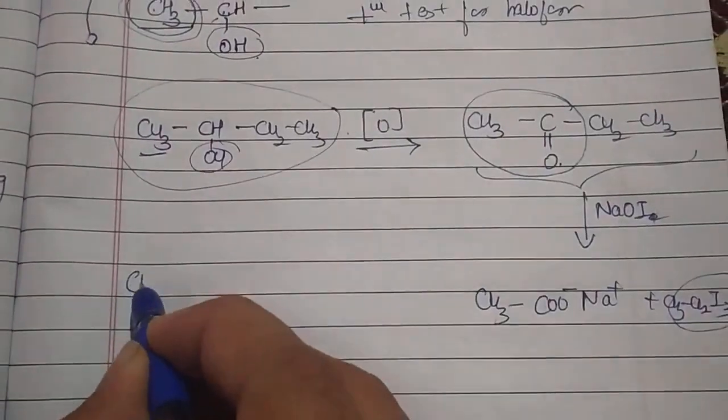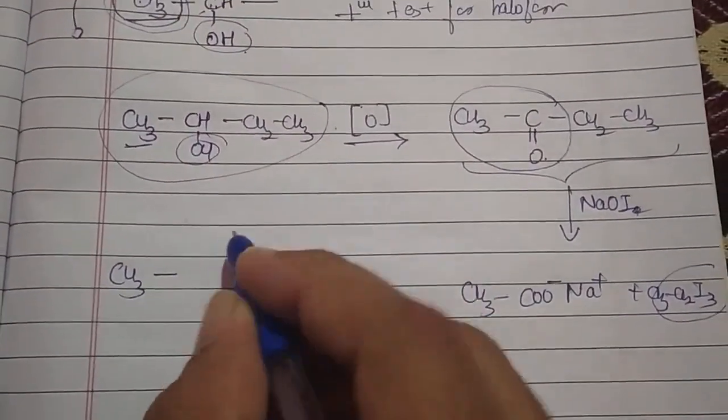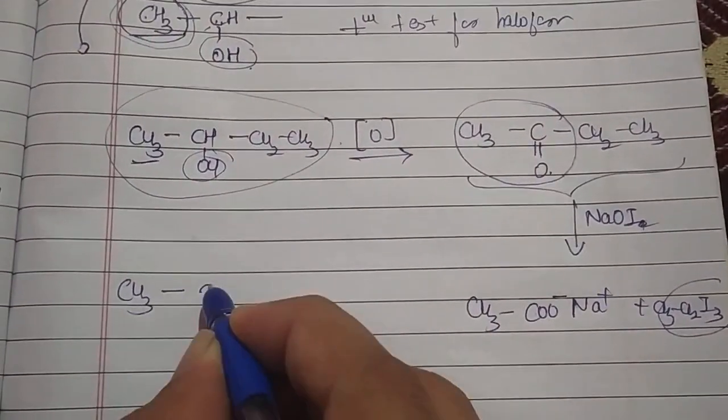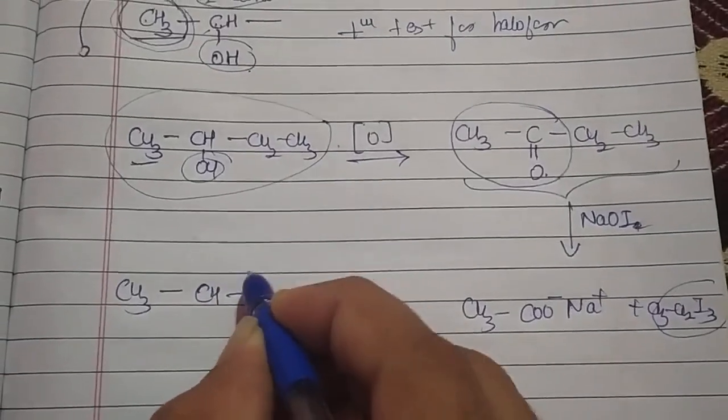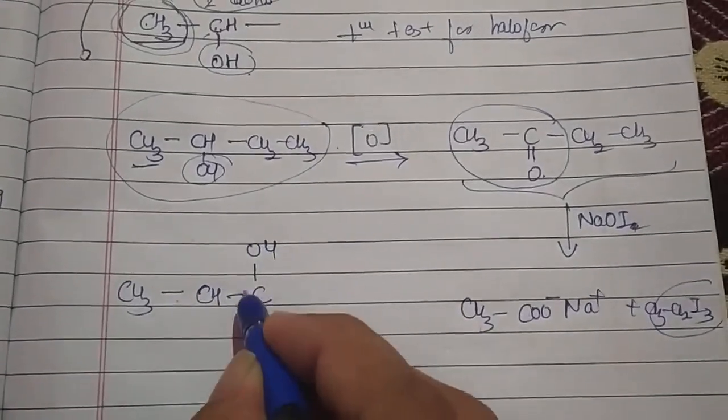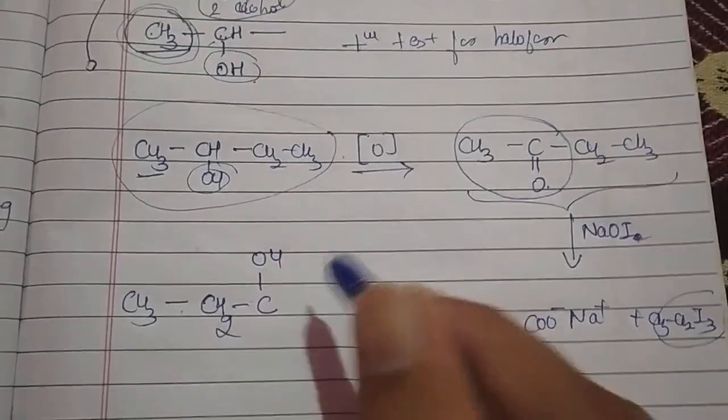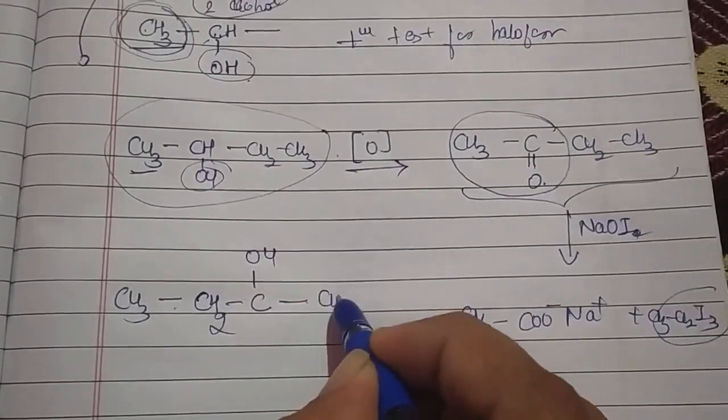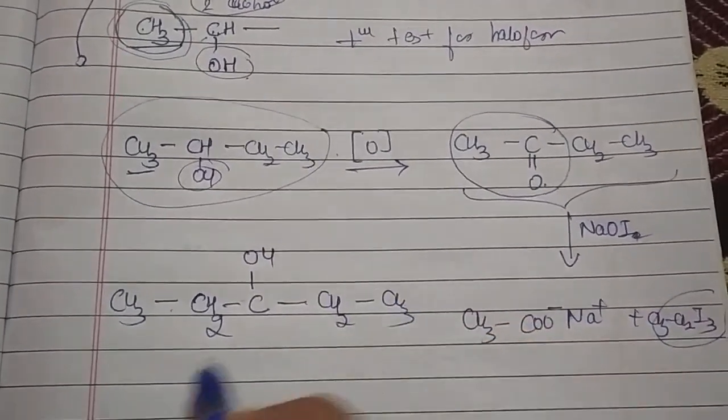Because if I consider a reaction in this way: CH3, CH, C, OH, 1, 2, 3, 4, and over here CH2CH3.